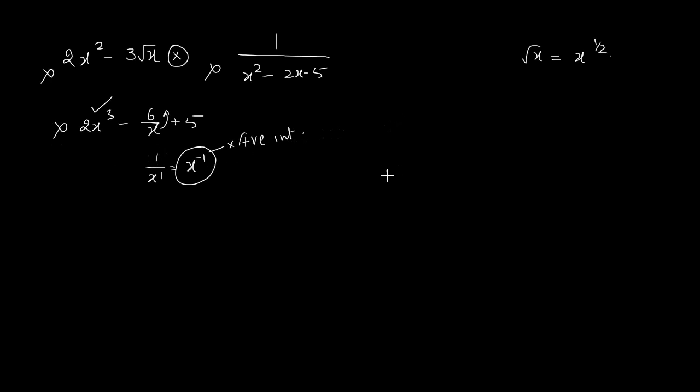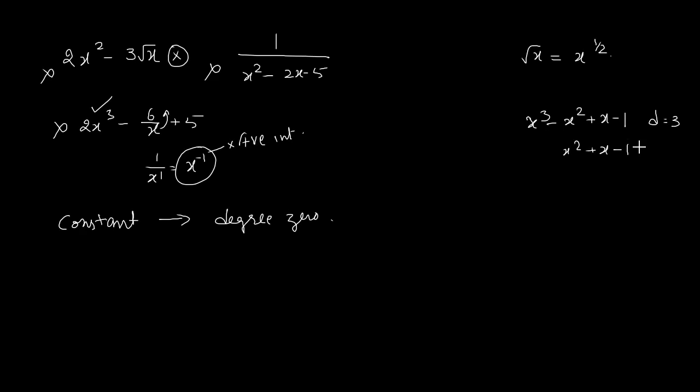So now let's continue with the types of polynomials. First, we'll start with constant polynomial. A constant polynomial is the one which has degree 0. If I had x cube minus x square plus x minus 1, degree is 3. Similarly, x square plus x minus 1, degree is 2. x minus 1, degree 1, just minus 1, degree 0. So I'll be left with a constant, that's why it is a constant polynomial.